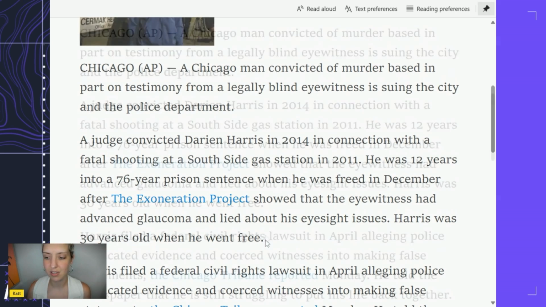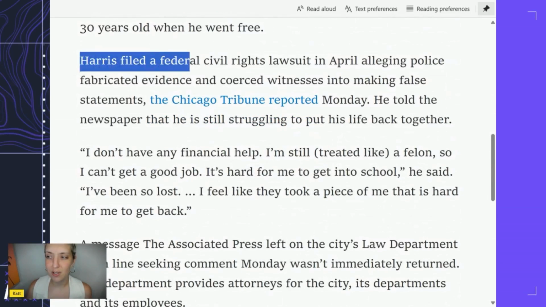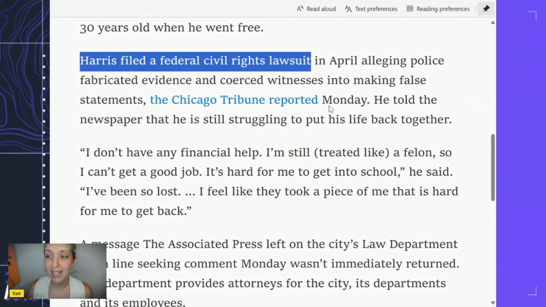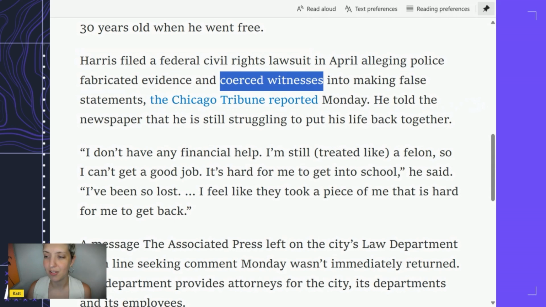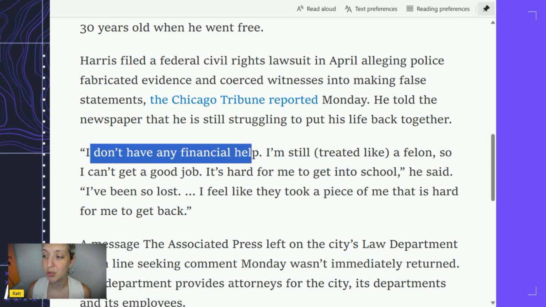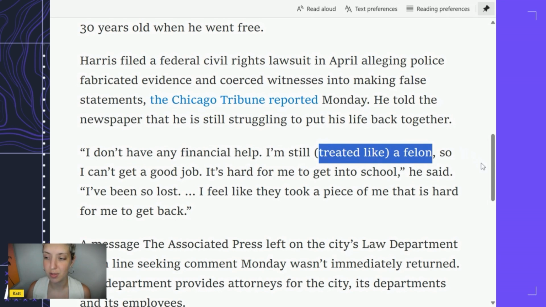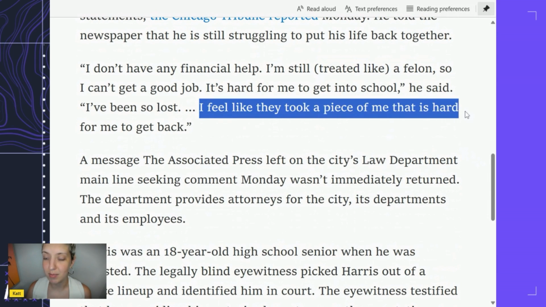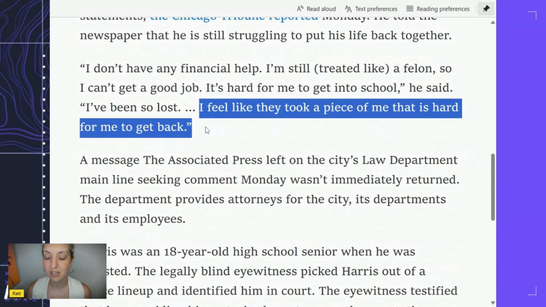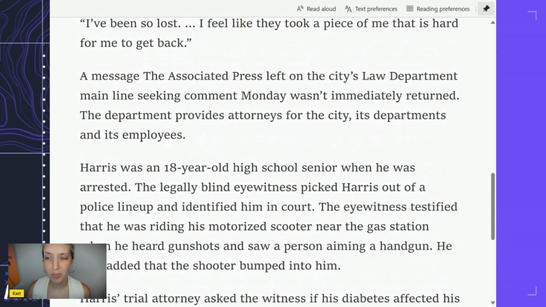So Harris filed a federal civil rights lawsuit in April alleging police fabricated evidence, so we have another contributing factor, and coerced witnesses into making false statements. He told the Chicago Tribune that he is still struggling to put his life back together. "I don't have any financial help. I'm still treated like a felon, so I can't get a good job. It's hard for me to get into school. I've been so lost, I feel like they took a piece of me that is hard for me to get back." A message the Associated Press left on the city's law department main line seeking comment Monday wasn't immediately returned.